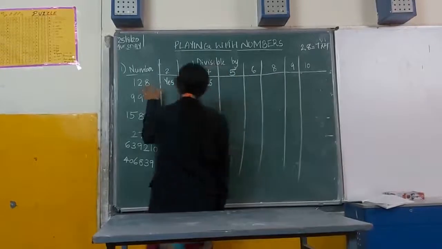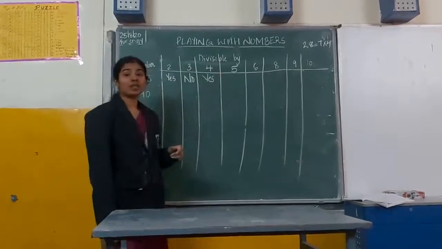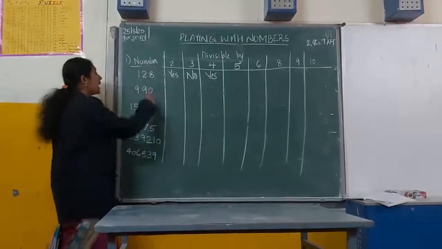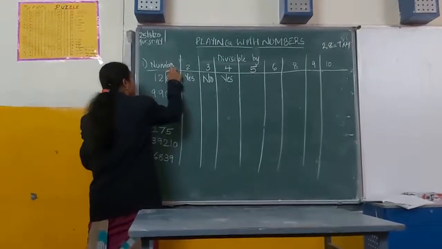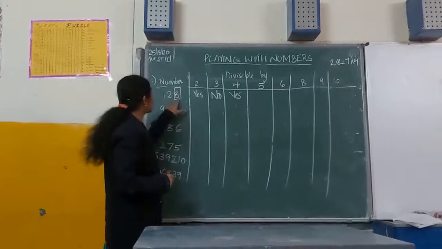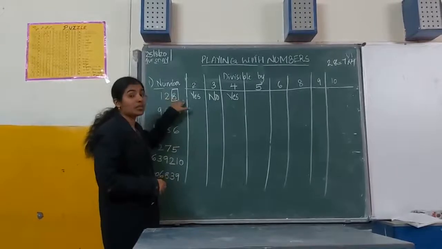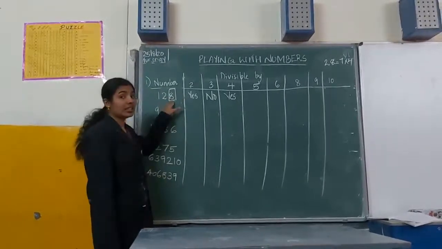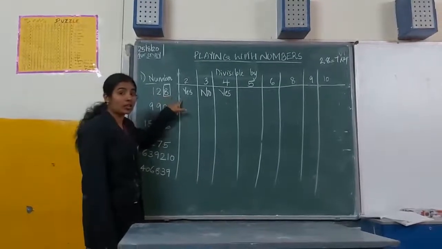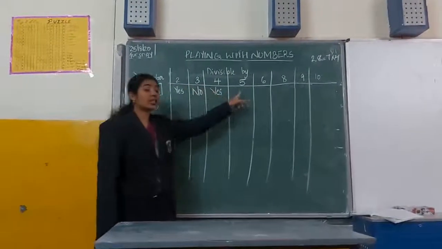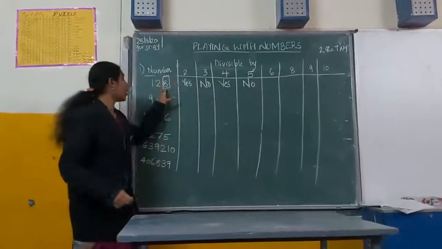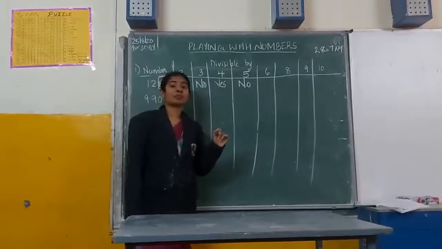Same number, you want to check the divisibility by 5. How to check the divisibility by 5? By seeing the last digit. If it is 0 or 5, then we can say the given number is divisible by 5. See the last digit, that is 8. So you are not getting the last digit 0 or 5. So this rule is not satisfied. So you can say no. This given number is not divisible by 5.